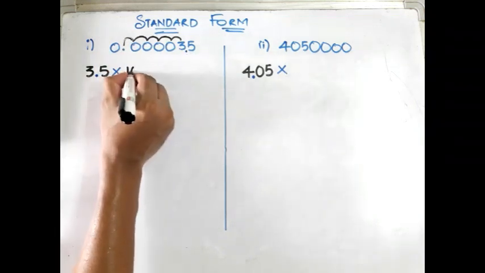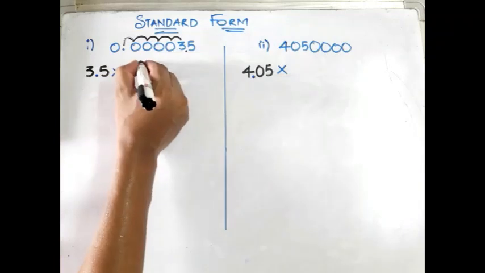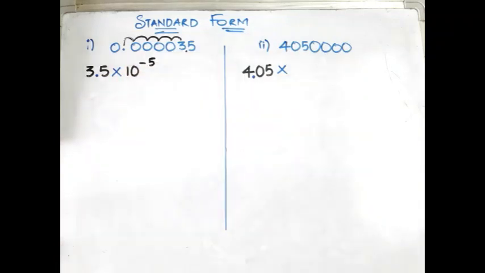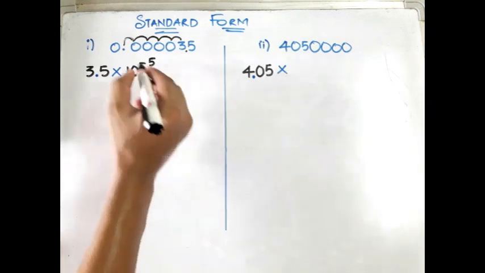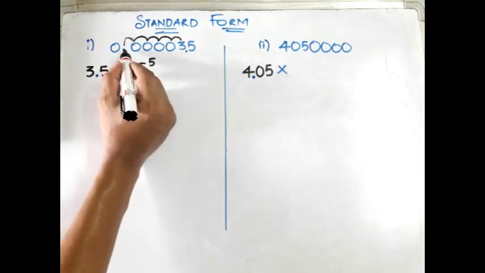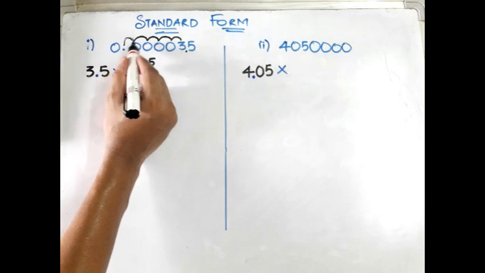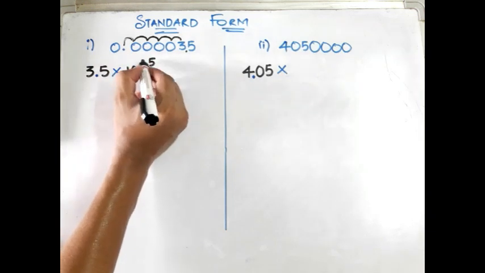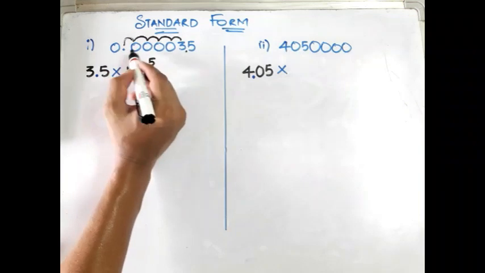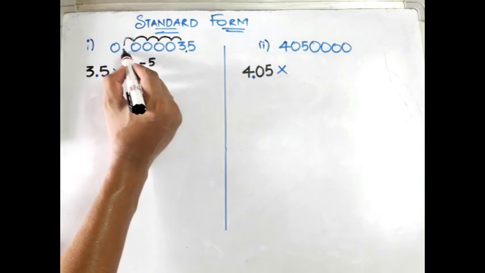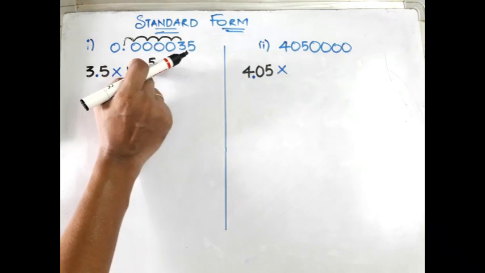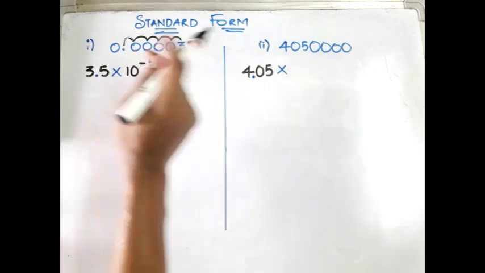So 10 power minus 5. Okay, 10 power minus 5. Look, from which direction did we go? From left to right, isn't it? Hence we have to put minus. Or simply you can remember that whenever you see 0 point in the question, you can directly put minus 5. Minus.